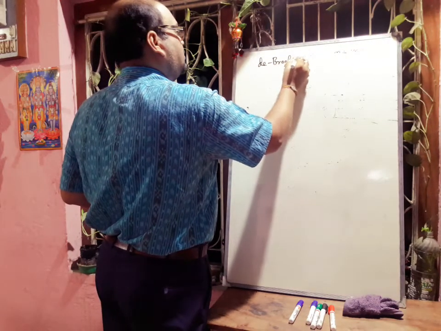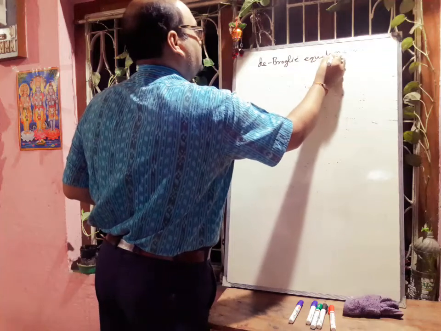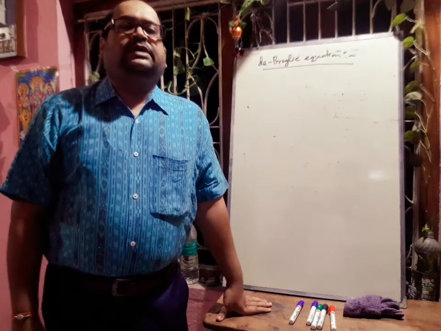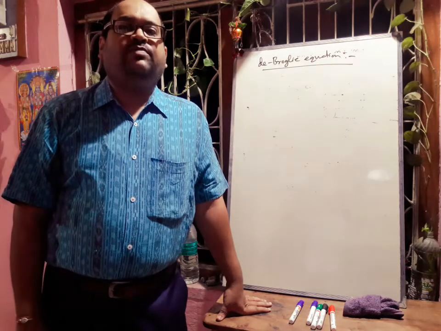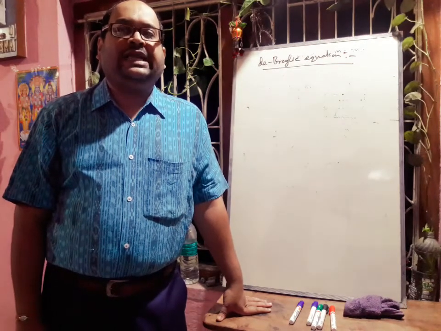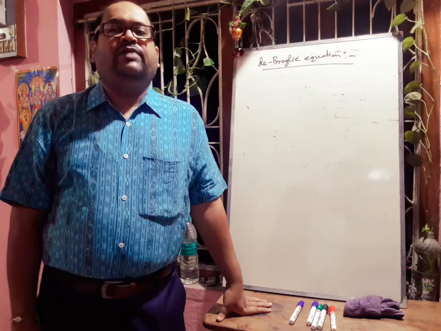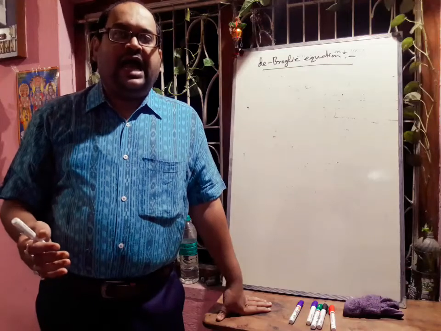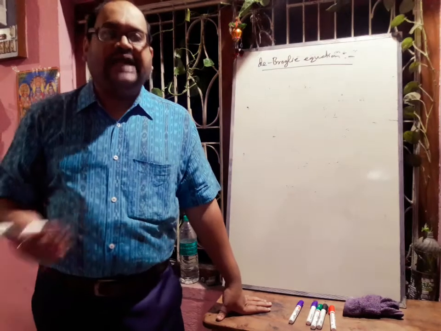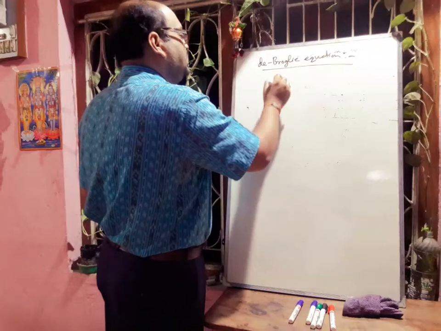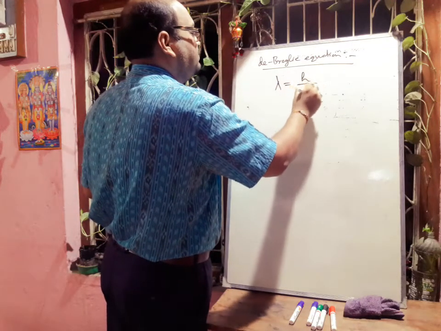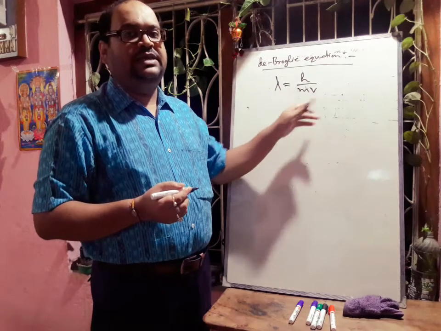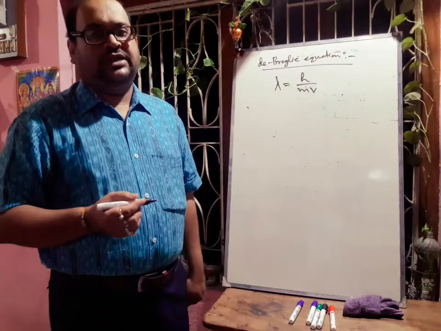De Broglie equation. According to de Broglie, all material particles in motion possess wave character. If an electron has a wave character, it should have a wavelength. The wavelength lambda is associated with a particle of mass m and velocity v. If we write the relation, then you can understand that lambda is equal to h by mv. Lambda is the wavelength, h is the Planck constant, m is the mass of the particle, and v is the velocity.